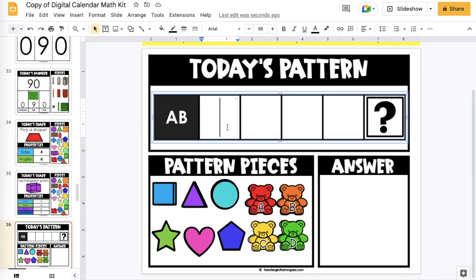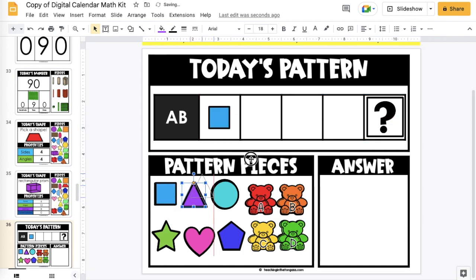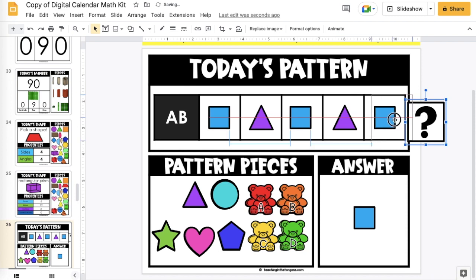For today's pattern, we're going to focus on an A-B pattern. We have a blue square, purple triangle, blue square, purple triangle. What will come next? Underneath here, what might we find? Blue, purple, blue, purple. That's right, underneath we should be finding a blue square. Let's check. Is it a blue square? Oh, it's a blue square.